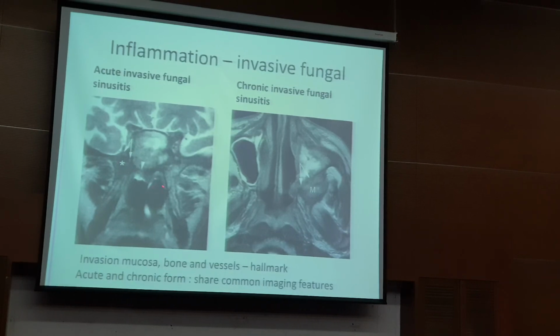Here you can see how there is invasion of the mucosa and affecting the pterygoid plate. If you compare the pterygoid plate on T2 here on the right side compared to the left, it has lost the normal fatty signal of the pterygoid plate on the right side, so it has been involved. And in this case, the signal intensity is about the same, but you can see that there is invasion through the lateral wall of the maxillary sinus into the adjacent soft tissue.